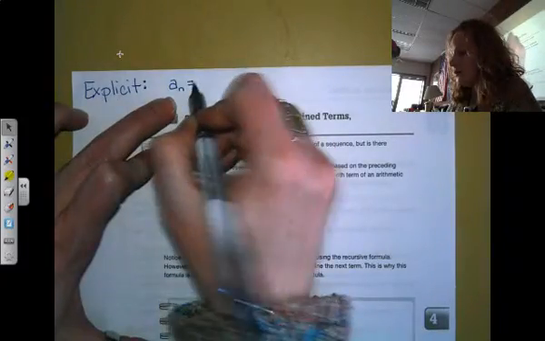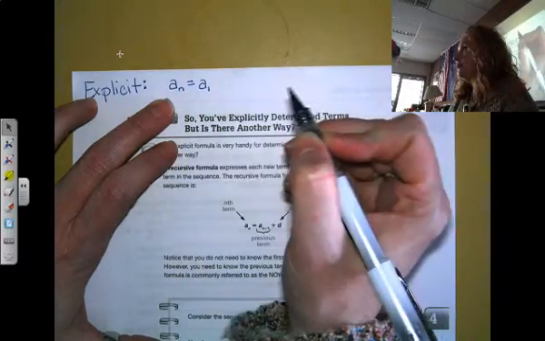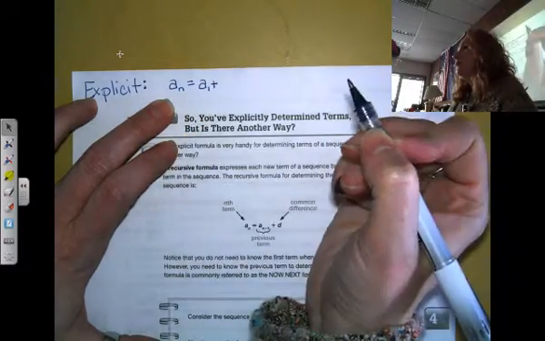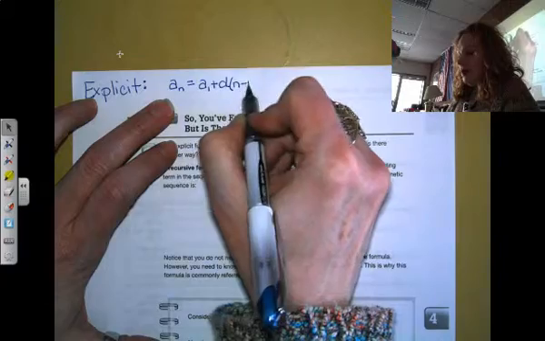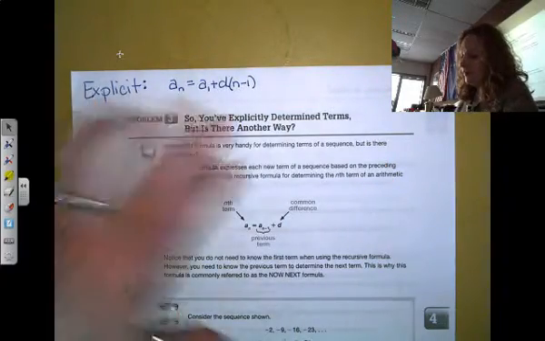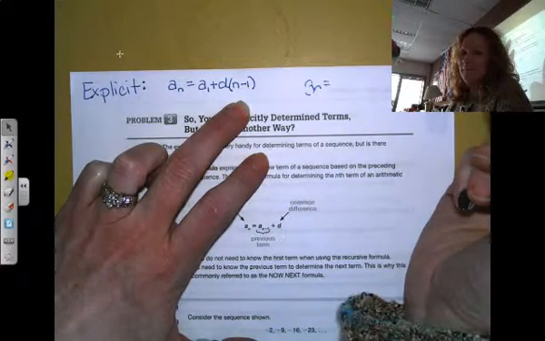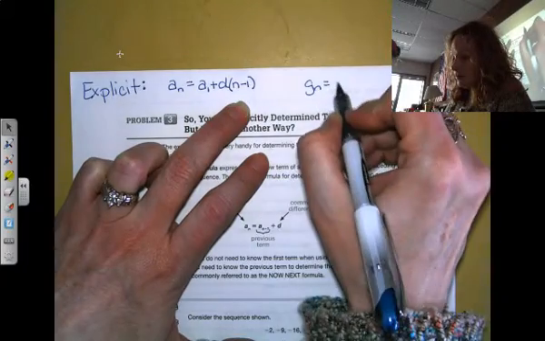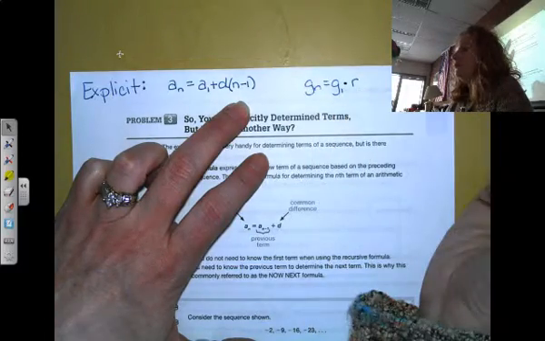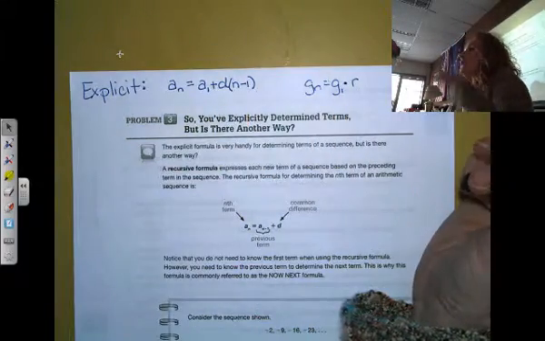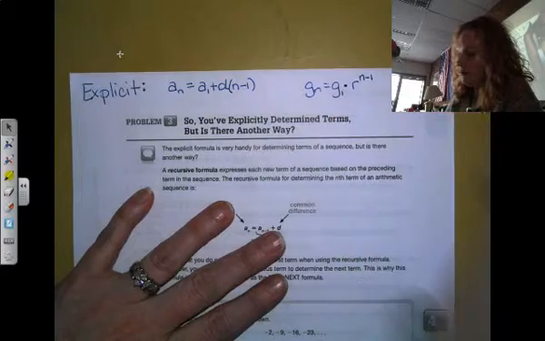The nth term equals the first term plus, what is it? The common difference. That's what we were looking for: n minus 1 times the common difference. For the geometric, the nth term is what? The first term times the common ratio raised to the n minus 1 power.